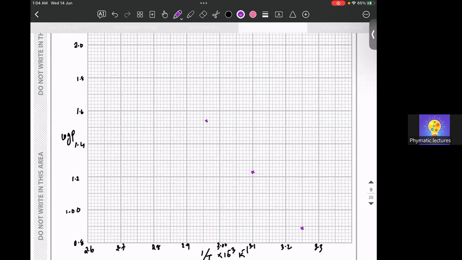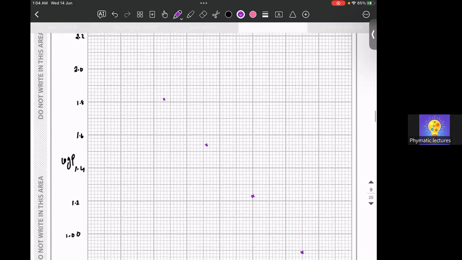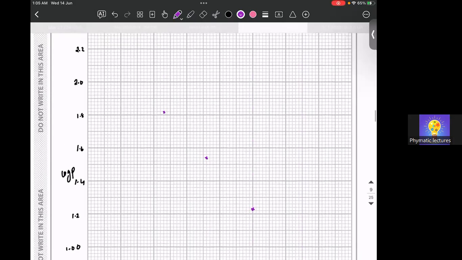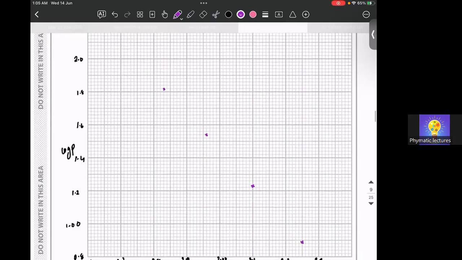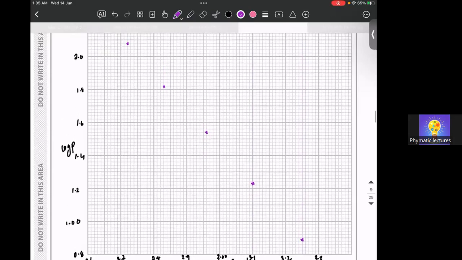Next is 2.72, for 2.08. And finally, the last value, 2.61, it is 2.32.